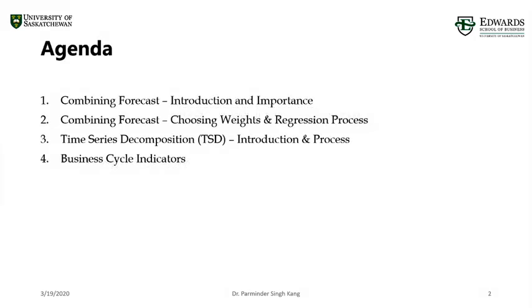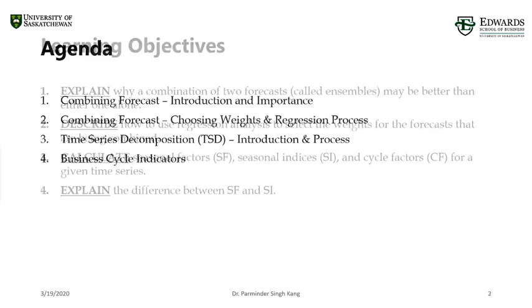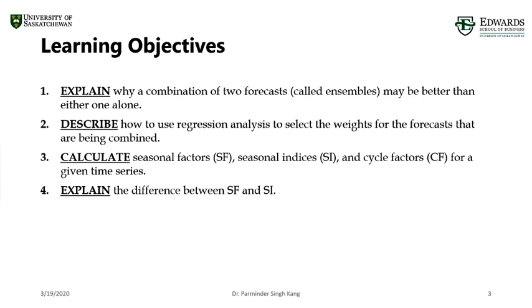So here's the brief agenda for time series decomposition. We're going to spend most of the time going through the decomposition process. You should know the manual process, how to calculate seasonal factors, seasonal indices, and cyclical factors. In terms of learning objectives, you should be able to calculate seasonal factors, seasonal indices, and cycle factors for a given time series, and from here generate the final forecast by using these three components. Explain the difference between seasonal factor and seasonal indices. We'll go through that as we work through our example.